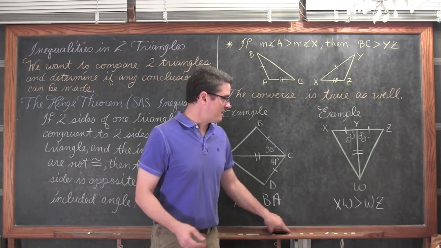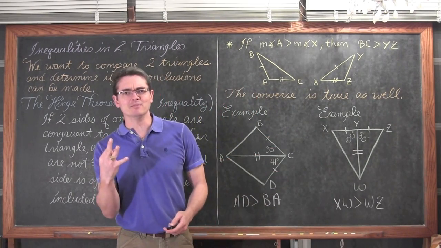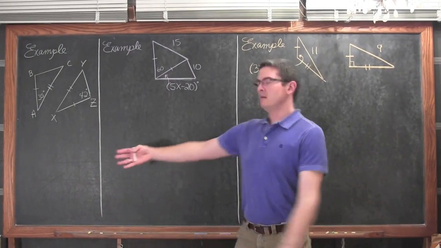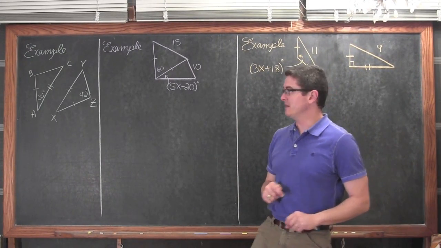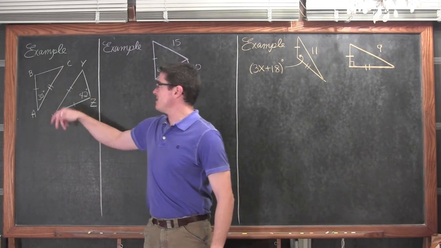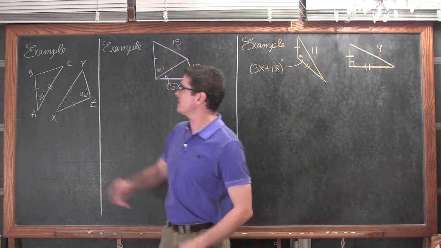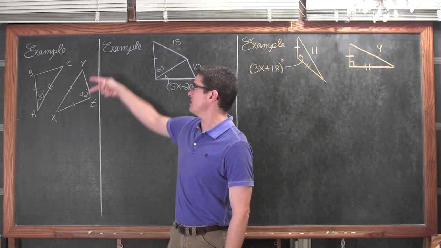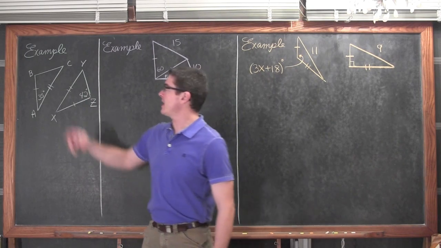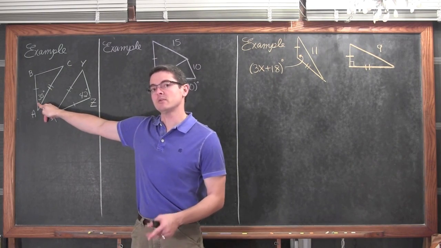So that's the end of my first two examples. I've got three more coming right around the bend. Three examples and we're done. So we have triangle ABC and triangle XYZ, and can we draw any conclusions about the length of BC compared to the length of YZ? Now, why would I pick that? Because we need to be working with those included angles.